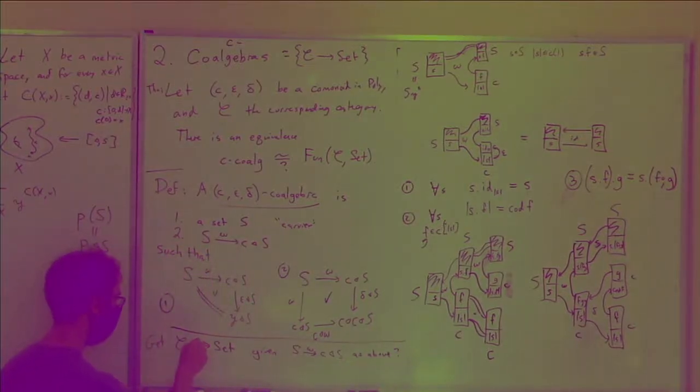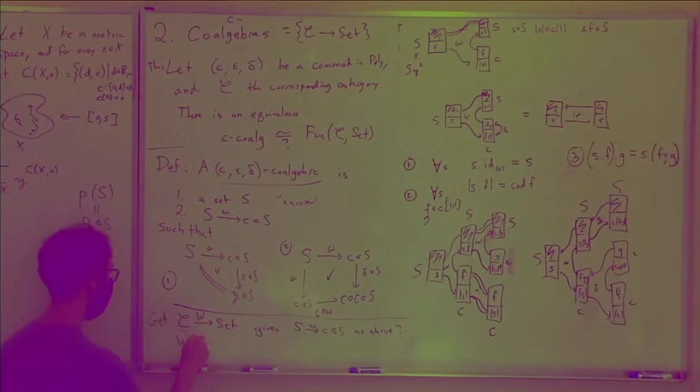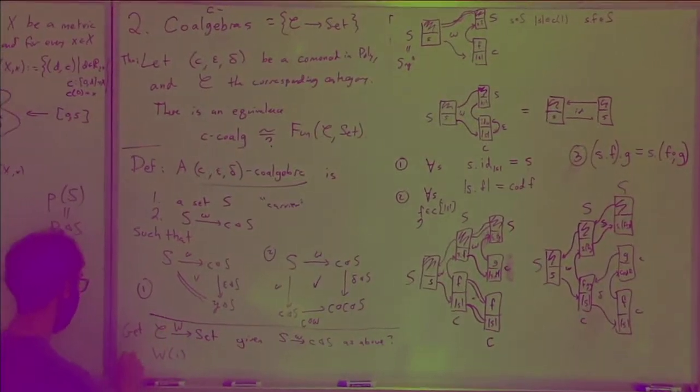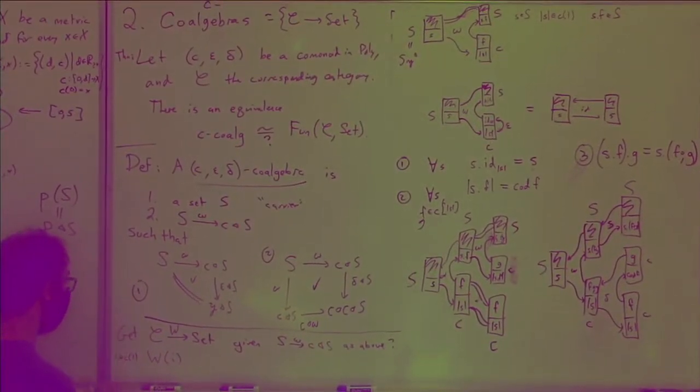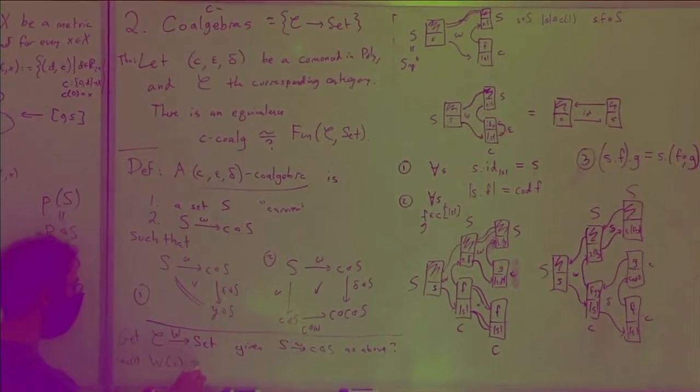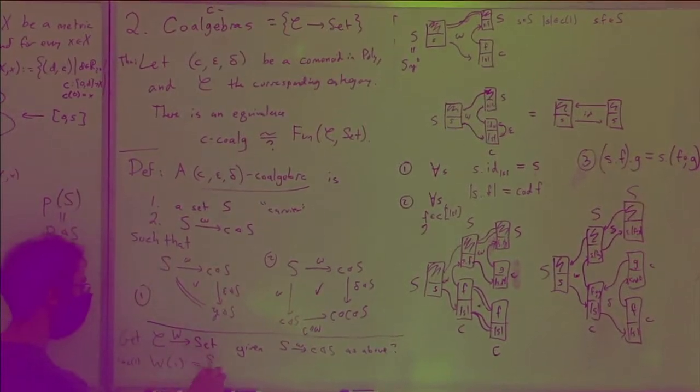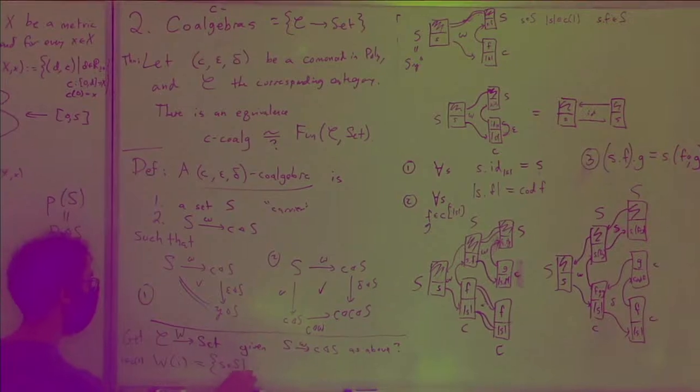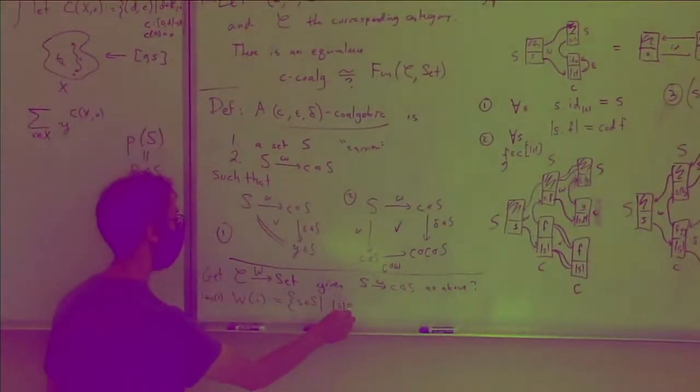Well, I'll call this thing W. W of some little I. If you have some object in C, what set do you send it to? Send it to the set of all s in S such that the absolute value of s is I.